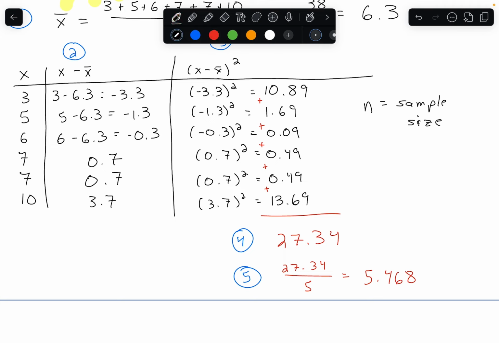I have one last step to do. Actually, one thing I'll mention: if the problem asks you to find variance, which is not something that we use very often, this is our sample variance. So this is our s squared, or our variance. We tend to use standard deviation more often, but standard deviation and variance are very closely related. Generally, if you're finding standard deviation, you have to find variance along the way.